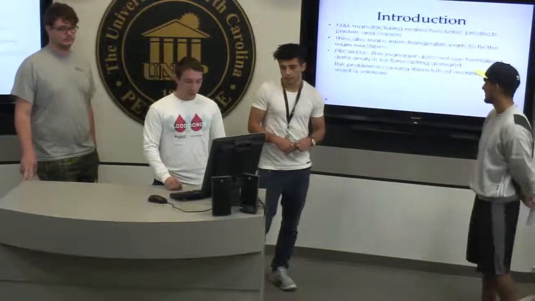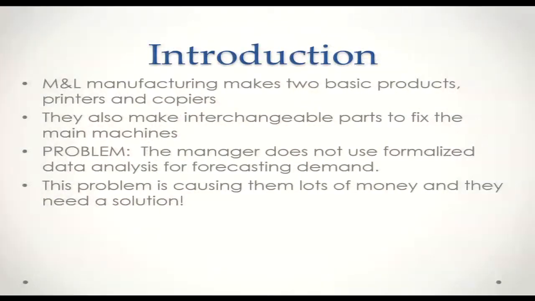Okay. So as an introduction, M&L Manufacturing, it says in the case study that they make their 2 basic products, and it's printers and copiers. Also, they make interchangeable parts, so if you need to fix anything within your printer or copier, they have the parts with it. I'm not sure if they have other interchangeable parts for different products, but it's mainly those 2 products and interchangeable parts.